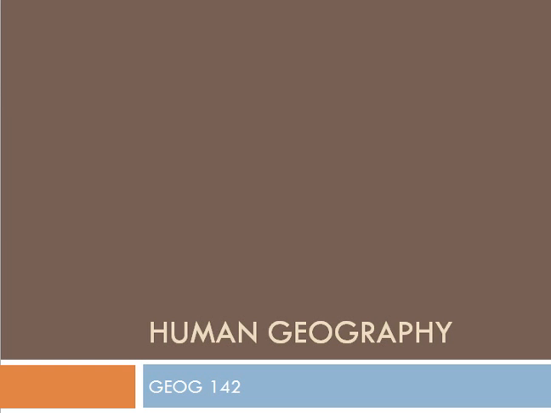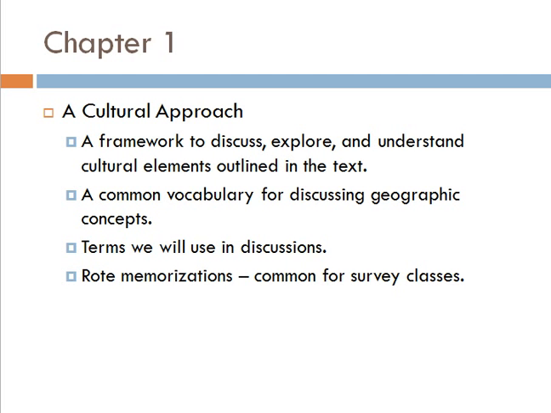Chapter 1 of Introduction to Human Geography is called Cultural Geography and Introduction. Very appropriate. This chapter will walk you through developing a framework of themes and a framework of terminology that we're going to use to understand the rest of the text.